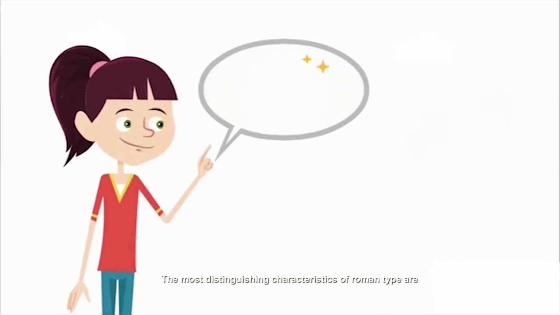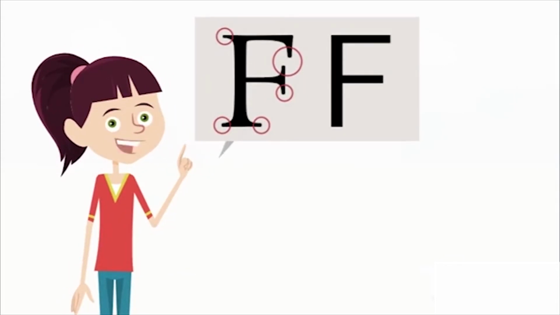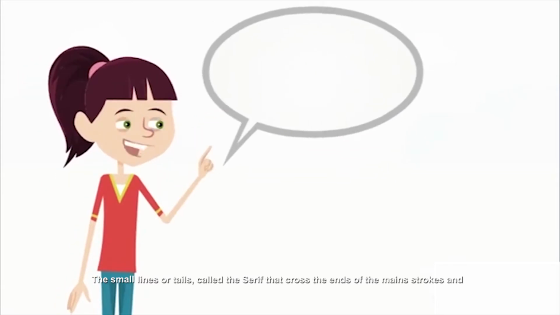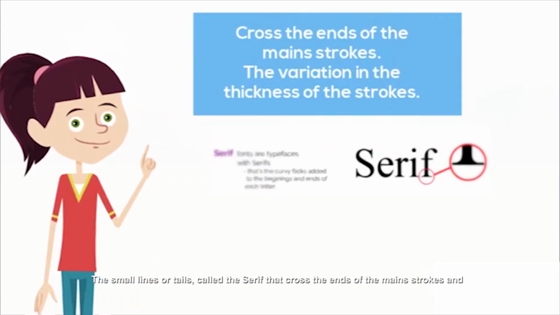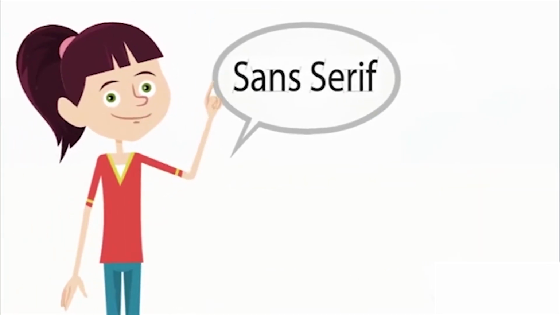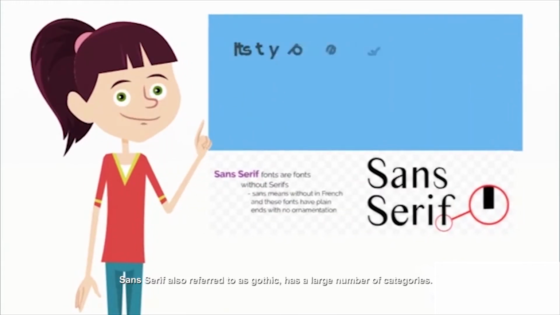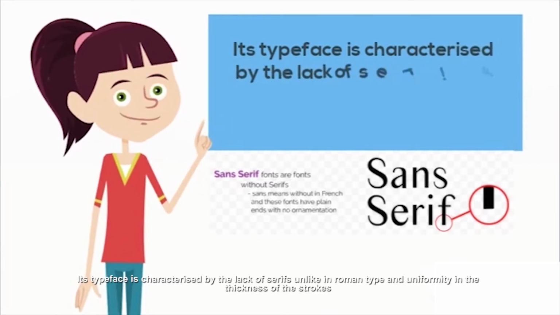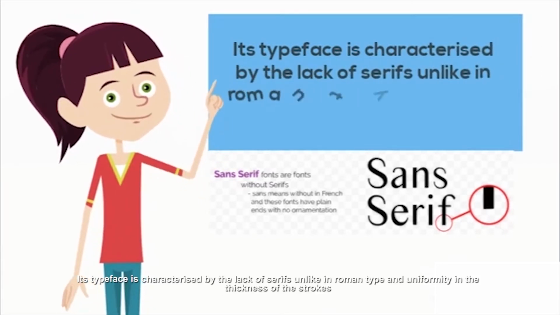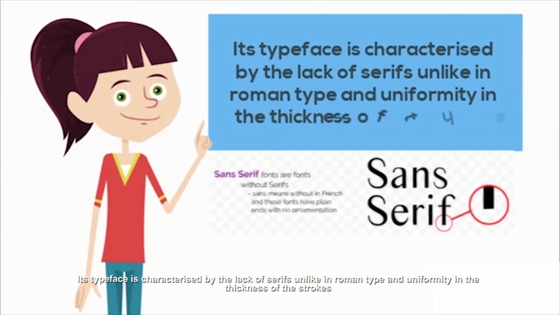The most distinguishing characteristics of Roman type are that they have small lines or tails called the serif that cross the ends of the main strokes and the variation in the thickness of the strokes. Sans serif. Sans serif, also referred to as Gothic, has a large number of categories. Its typeface is characterized by the lack of serifs, unlike in Roman type, and uniformity in the thickness of the strokes.